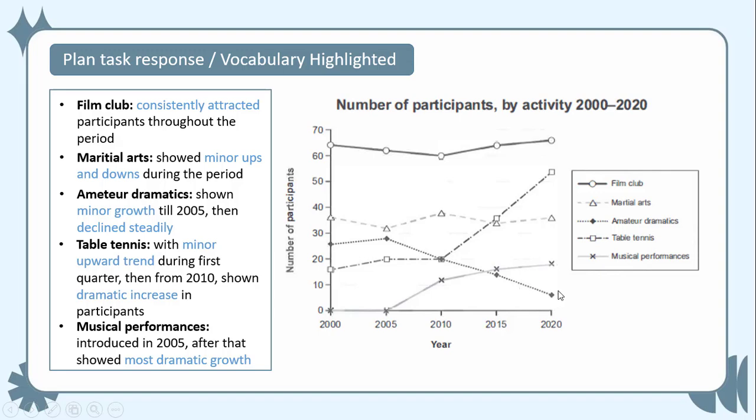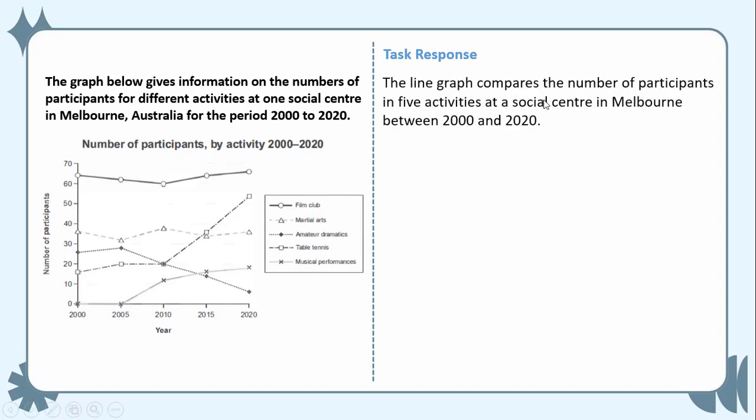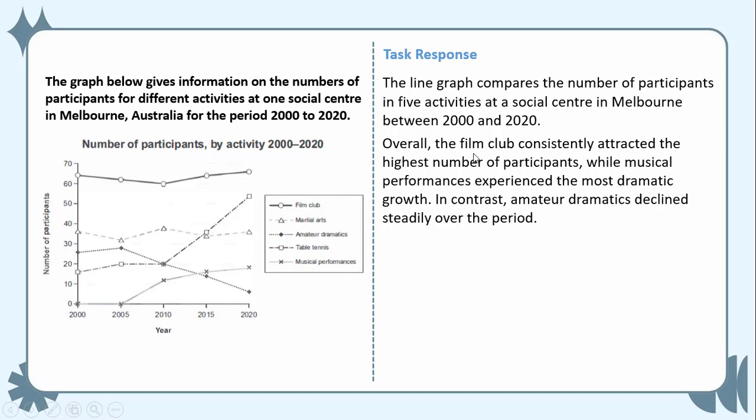Now check the task response. The line graph compares the number of participants in 5 activities at a social centre in Melbourne between 2000 and 2020. Overall, the film club consistently attracted the highest number of participants, while musical performances experienced the most dramatic growth. In contrast, amateur dramatics declined steadily over the period.